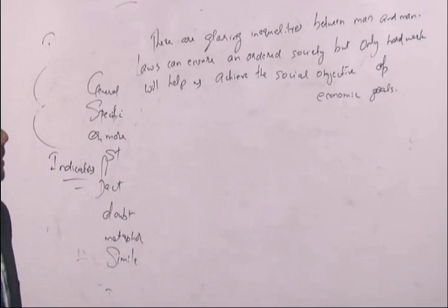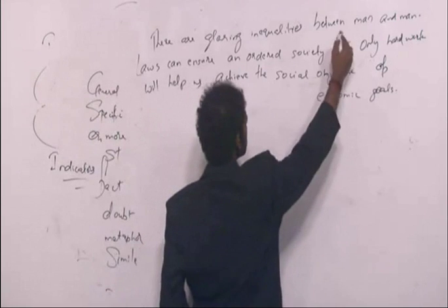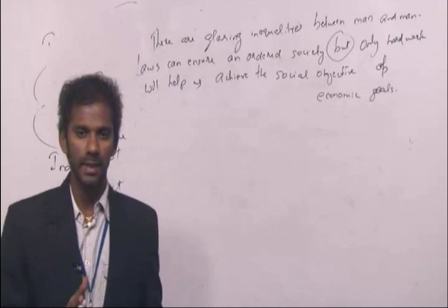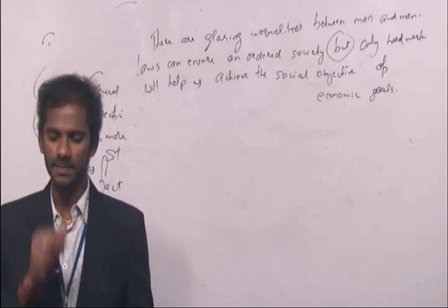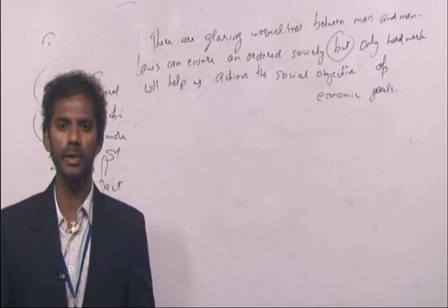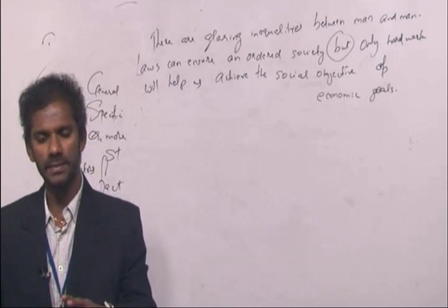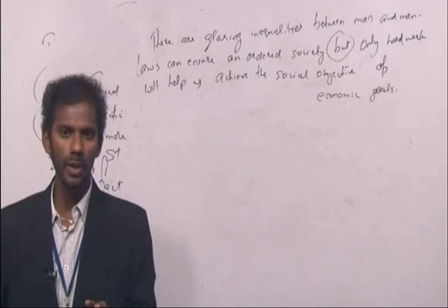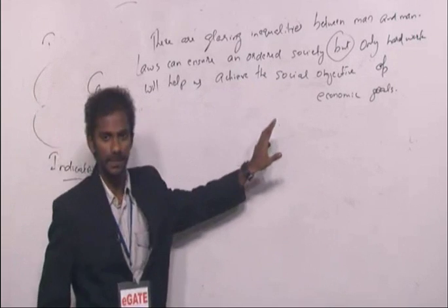There are glaring inequalities between man and man. Laws can ensure an ordered society, but is a key word here. But is a key word. Contrast indicator. I gave but in the list of contrast indicators. Now we apply the concepts onto the question and then only think about the options. Clear? I gave the list of indicators in detail. Contrast, support, and cause and effect. And as I told you, indicators are termed as keywords. So don't miss any indicator while reading. Right? Now, but is a contrast indicator.